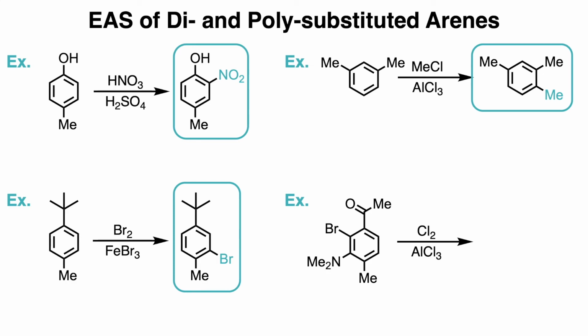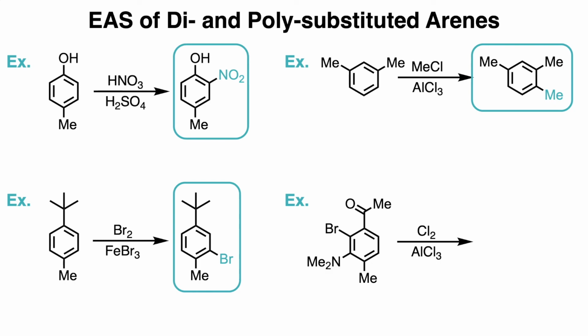And in the last example, a tetrasubstituted arene is undergoing an aromatic halogenation. So let's label all 4 substituents. The ketone up at the top is a strong deactivator. The bromine atom is a weak deactivator. The dimethylamine group is a strong activator. And the methyl group is a weak activator.